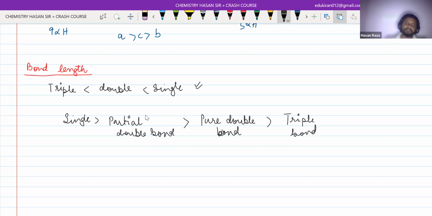See, how does this partial double bond come? Basically, it is due to the resonance. So due to resonance, a single bond will have partial double bond character. And that partial double bond character will be longer than the pure double bond character. Is that clear? Is that clear, everyone? Can I change the slide? Yes, sir.